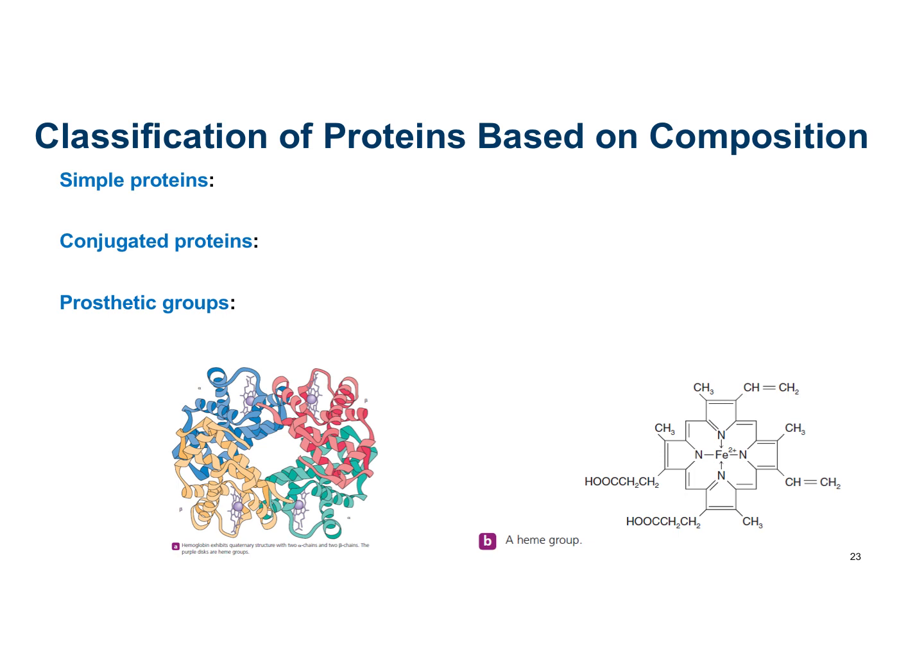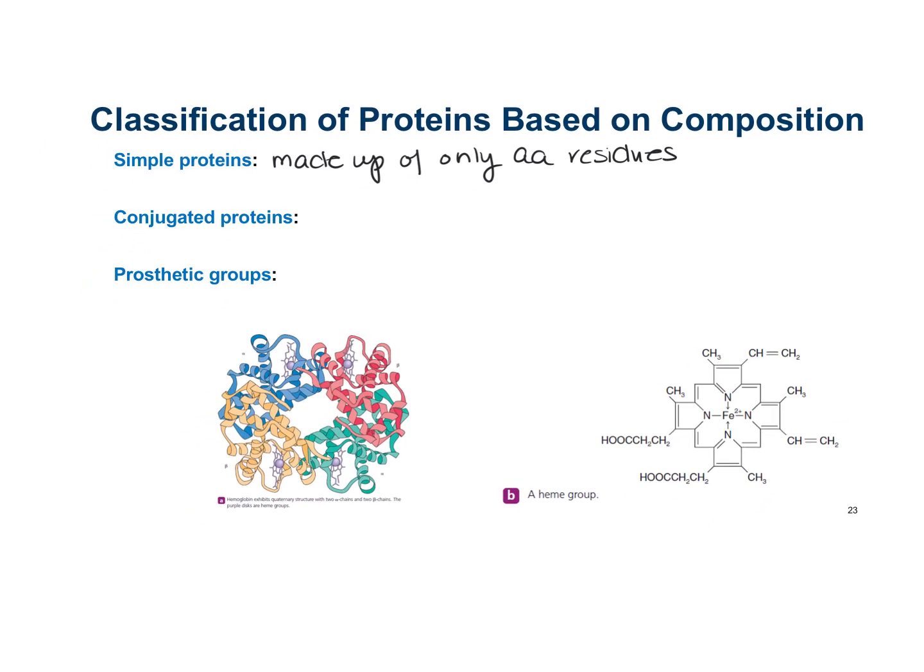Now, another classification scheme for proteins is based on composition. Proteins are either simple or conjugated. Now, simple proteins are those that contain only amino acid residues. So these are made up of only amino acid residues. And then conjugated proteins contain amino acid residues and either organic or inorganic components.